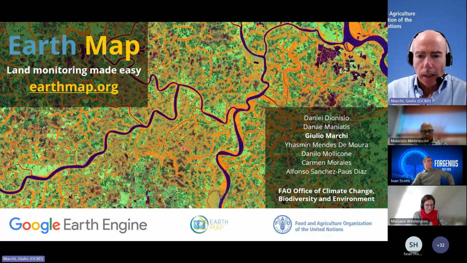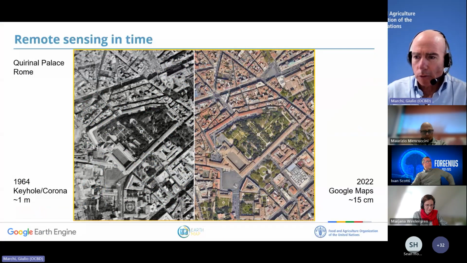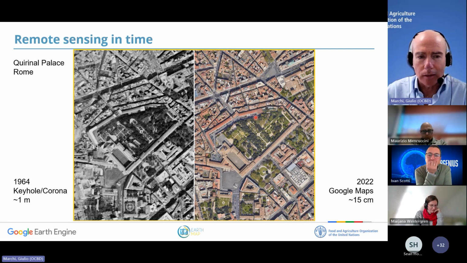Now, I have a particular passion for the Keyhole Corona images, so this is just to show you that many geographical data sets have been acquired in the last decades, even if at that time they were military secret or at least not available, or available only on purchase. Right now, in the last 10, 15 years, the availability of freely available geospatial data has increased geometrically.